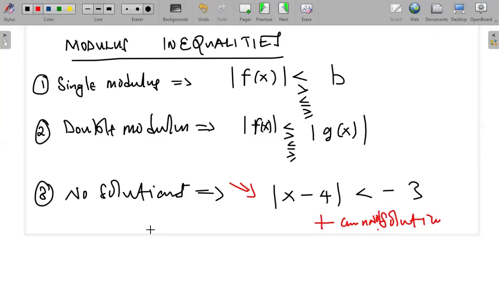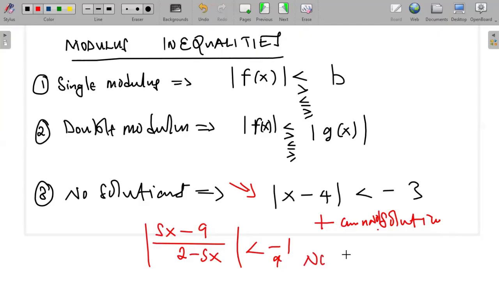All right, so that's about those ones with no solution. Or they can also try to decorate it to just confuse you. They can say maybe modulus of 5x minus 9 divided by 2 minus 5x, and then they say modulus less than minus 1. As long as they're saying a modulus is less than a negative number, then this does not exist. So you're going to say no solution. It has no solution, because a positive number can never be less than the negative number. All right, so that's the first step with the no solution. So you've seen it. I've given an example.